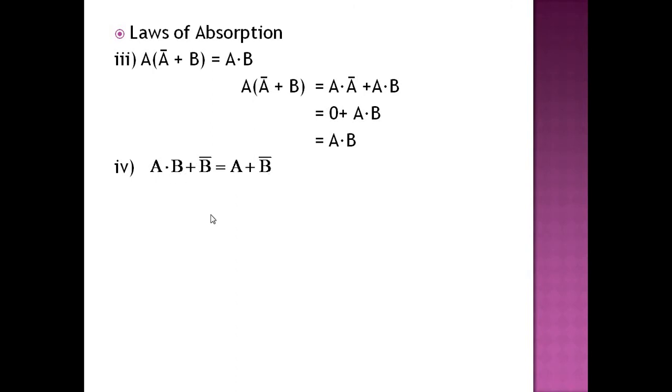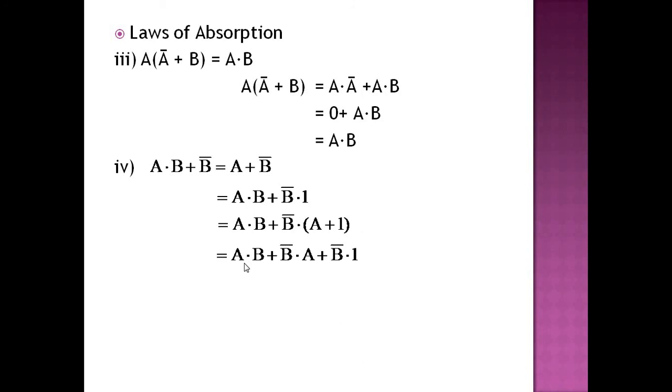Again we take the left hand side, and here we consider A·B + B bar·1, because we know that by default 1 is always present there. Now what we have to do, that 1 is represented as 1 + A, because 1 + A is equal to again 1. So we write A·B + B bar(A + 1). So again we make the multiplication: A·B + B bar·A + B bar·1.